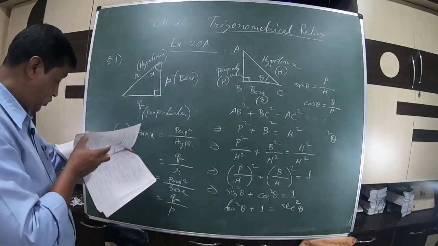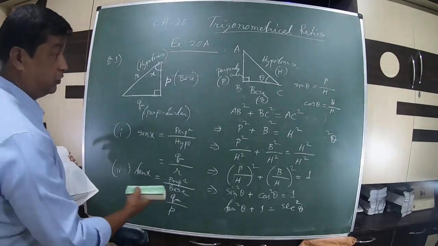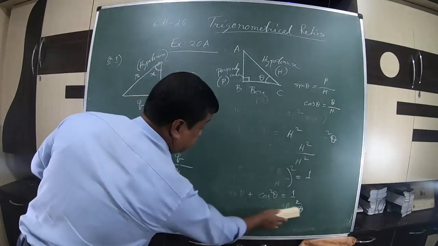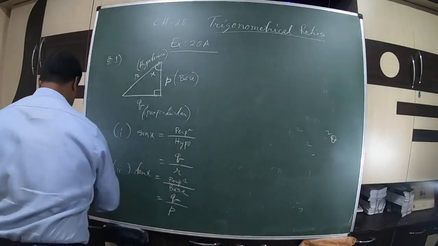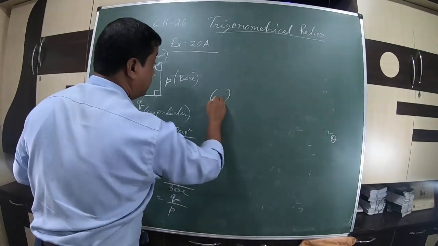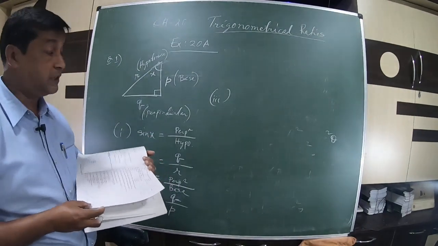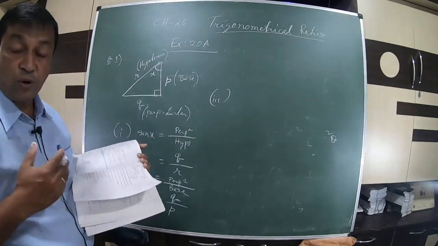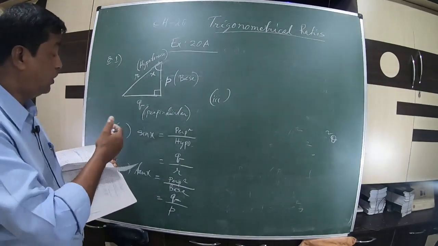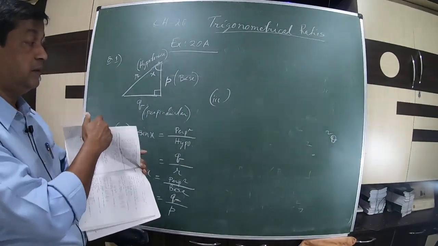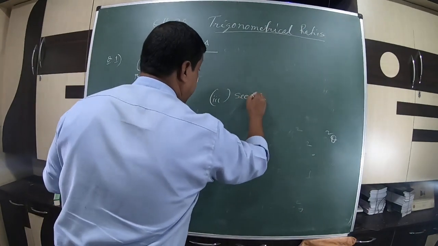Now one more is there, that is Roman number 3, that is sec x. I'll show that one also. How to find out sec x? To find out these ratios, first of all you have to memorize those formulas. Without the formulas you cannot find out these values. You have to know the formula, then replace the values from the given diagram, and only then can you find out the answers.